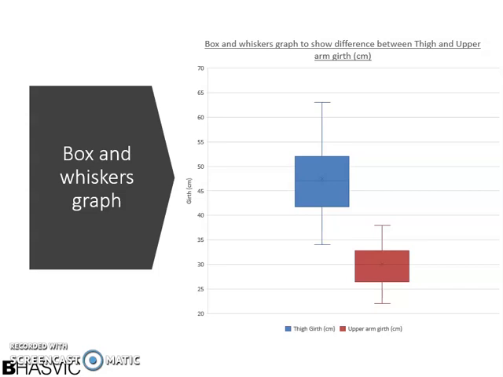So as you can see on my screen, I have a box and whisker graph to show the difference between thigh and upper arm girth for all 14 participants, the gymnasts. As you can see, I've got both axes labelled, and I've included a clear title so that people viewing it can understand what the box and whisker graph is presenting.